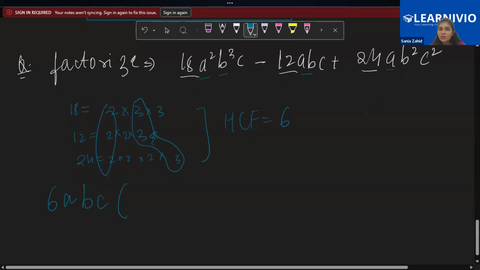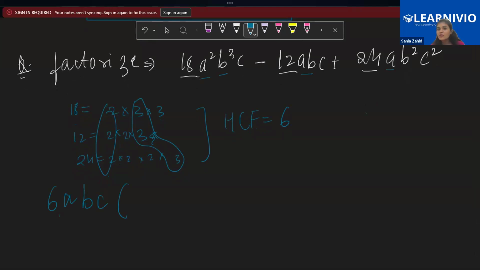Now in the brackets, just check here. 6 into how many times is 18? 6 into 3 is 18. So write down 3 inside the bracket. Don't copy now, just look here. Now, one of the a you have written outside. How many a remain? Only one a remains. Then one of the b you have written outside. How many b remain? b square remains. Is there any c left? No, because c you have already written outside.